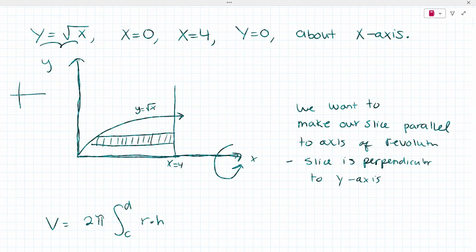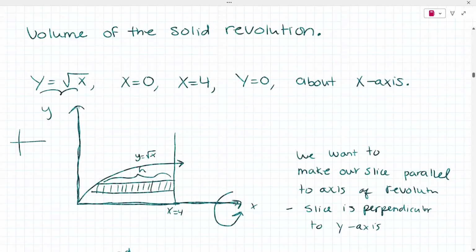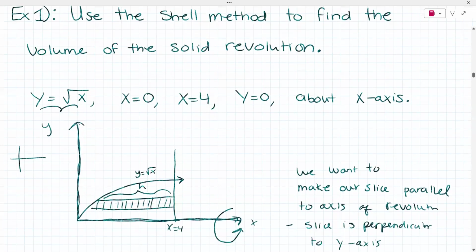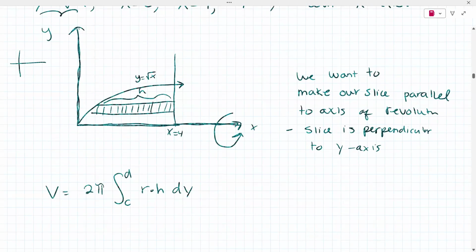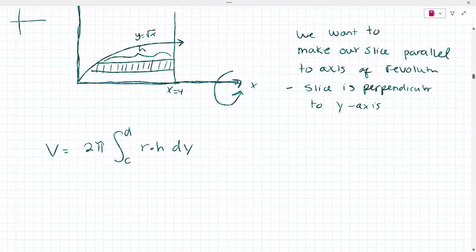And we have to find this distance. This is our h. If it's revolving about the x-axis, that means everything has to be in terms of y, dy. So it's a little tricky. Why is this in terms of dy? Since we are going parallel to the x-axis, everything has to be in terms of y.